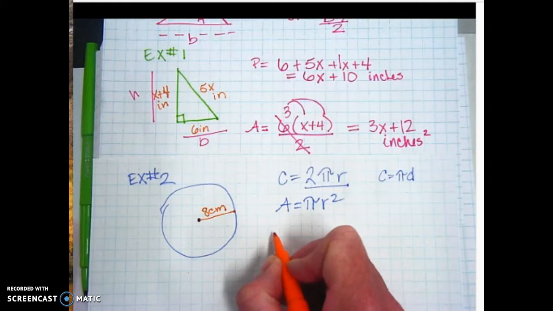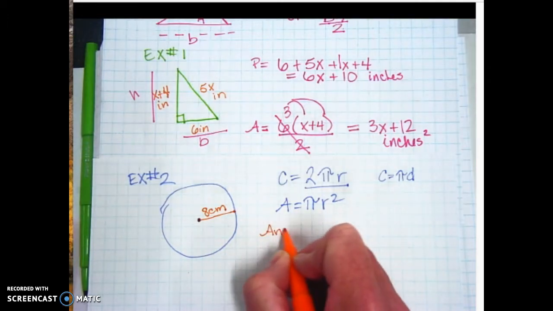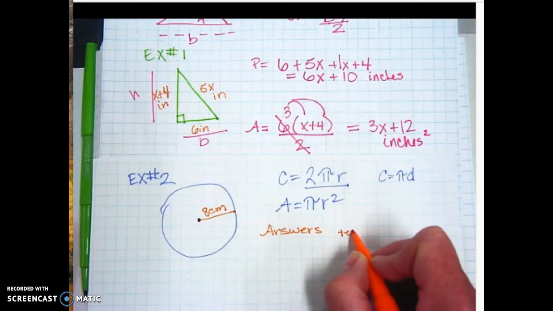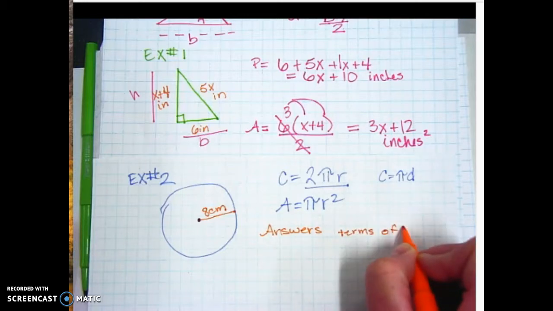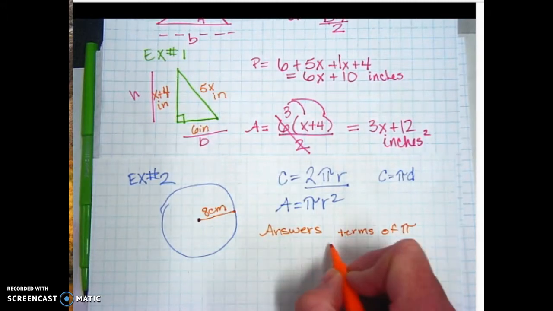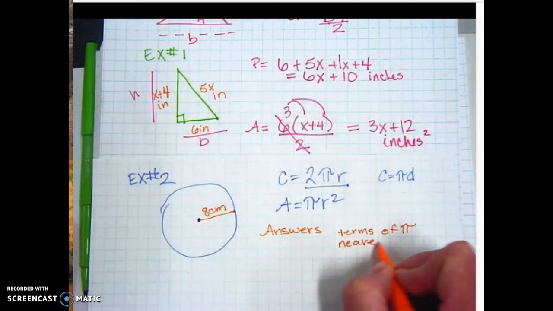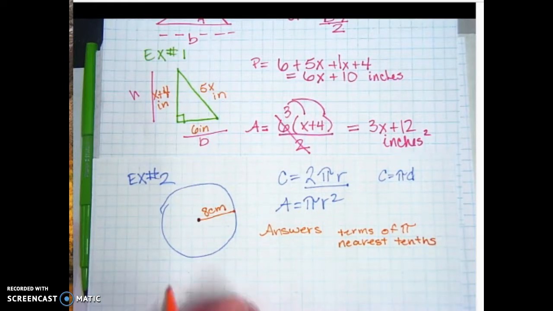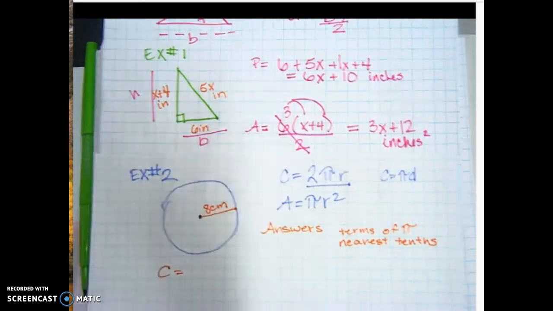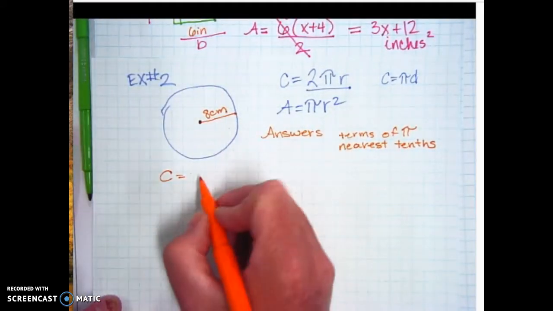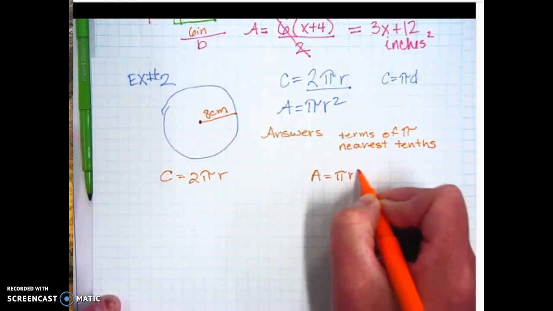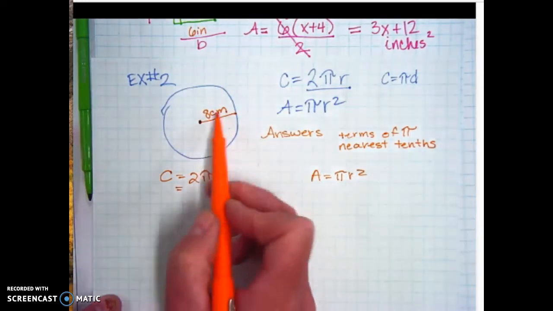And we're going to write our answers 2 ways. So we're going to leave it in what we call terms of pi and to the nearest tenths. Okay, so let's do circumference first. I'm going to start by writing the formula. So circumference, I'm going to use the 2 pi r. For area, I'm going to use pi r squared. Okay? So all I need to plug in is that radius.